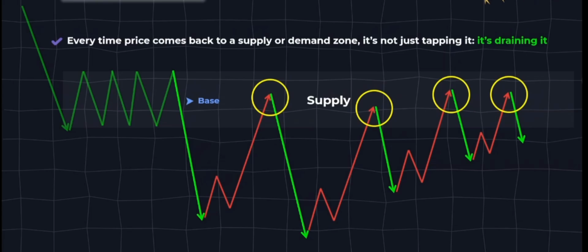So avoid zones that have been tapped multiple times. They've already served their purpose. Stick to fresh, untouched zones if you want high probability reactions.